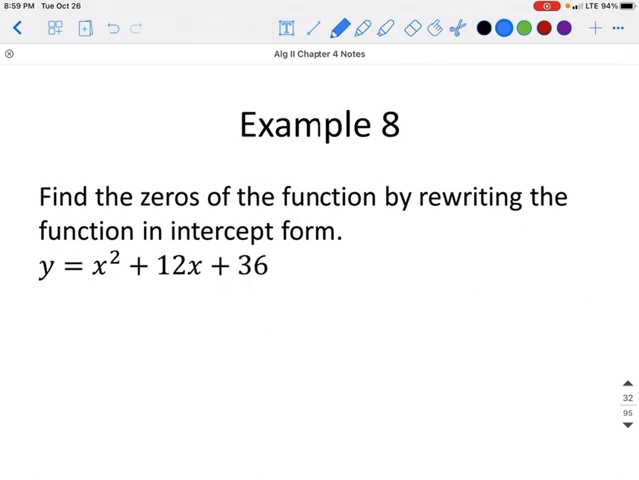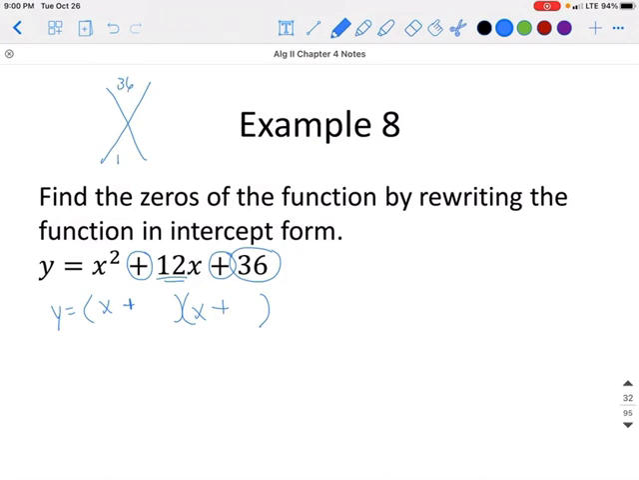Find the zeros of the function by rewriting the function in intercept form once again. So if we write this in intercept form, multiplies to get a positive, so we know the signs are the same. And since this is a positive, we do know that both signs will be positive. Multiplies to get 36 and adds to get 12.